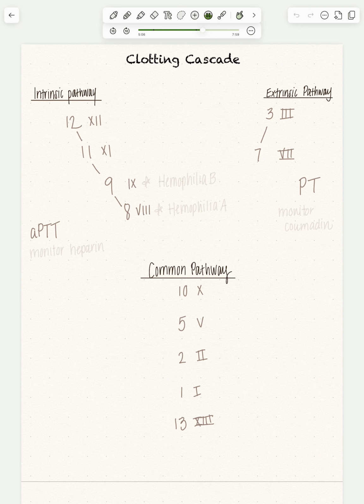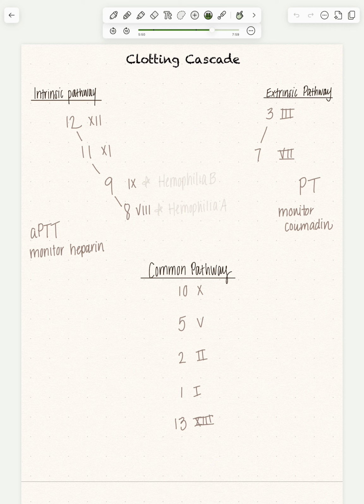It is important to remember that the APTT test is going to monitor heparin therapy. Whereas the PT test is going to monitor Coumadin. To put that into a more clinical way, you could tell yourself, if factor 7 is deficient, which is a part of the extrinsic pathway here, you're going to have a prolonged PT, whereas your APTT would be normal.